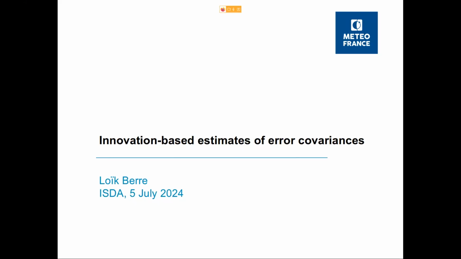So this talk is about innovation-based estimates of error covariances, and I'm going to review this by presenting some historical works in a non-exhaustive way, mostly corresponding to those applied for operational NWP.